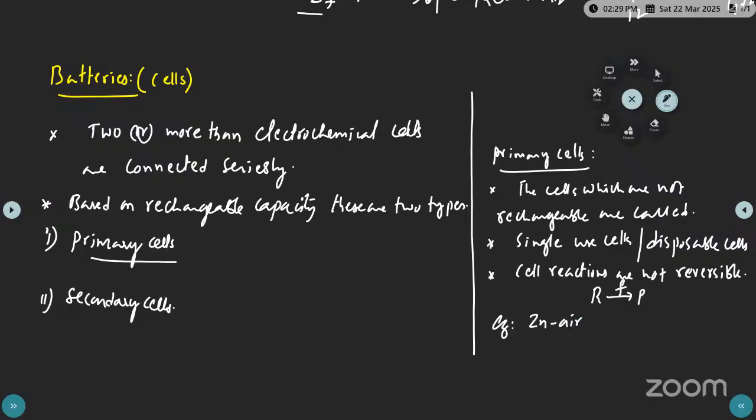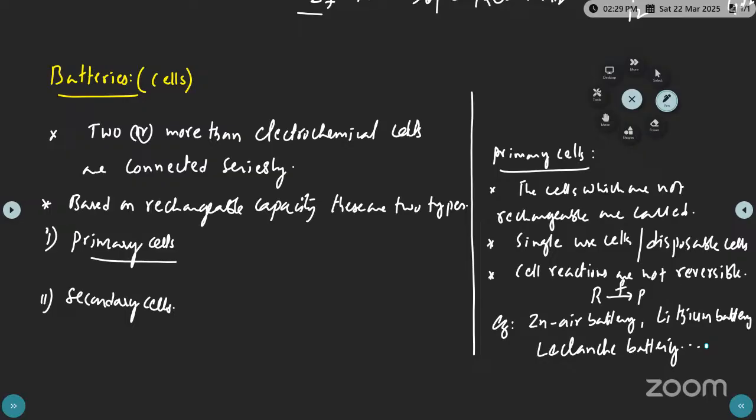And next, examples. Zinc air battery, which is in our syllabus. And lithium battery, not lithium ion, lithium battery. Lithium ion battery belongs to secondary cells. And Leclanche battery, which is also in our syllabus. So these are primary cells.